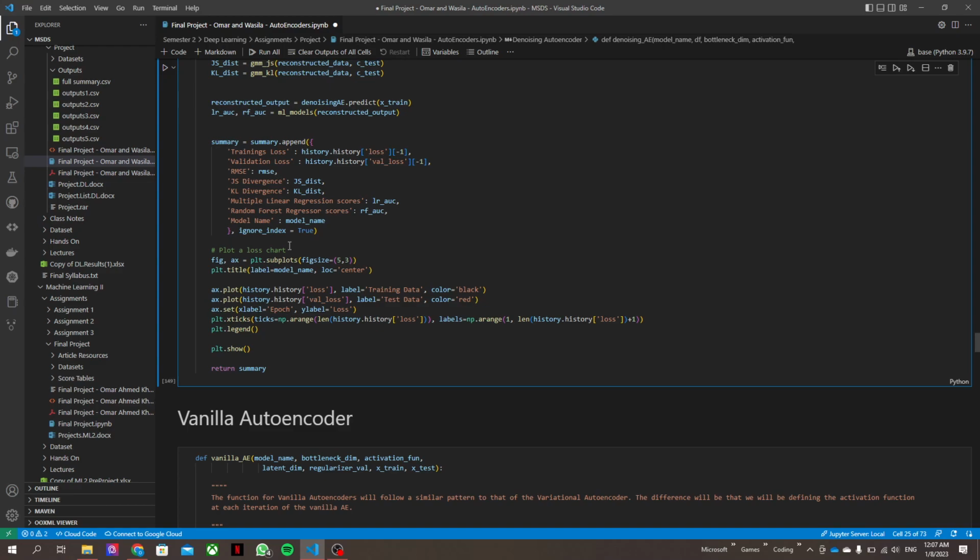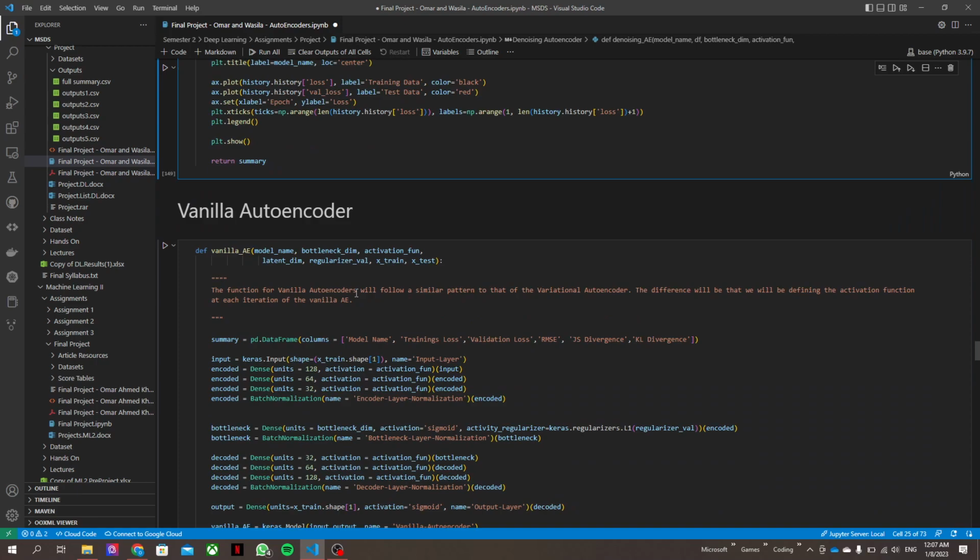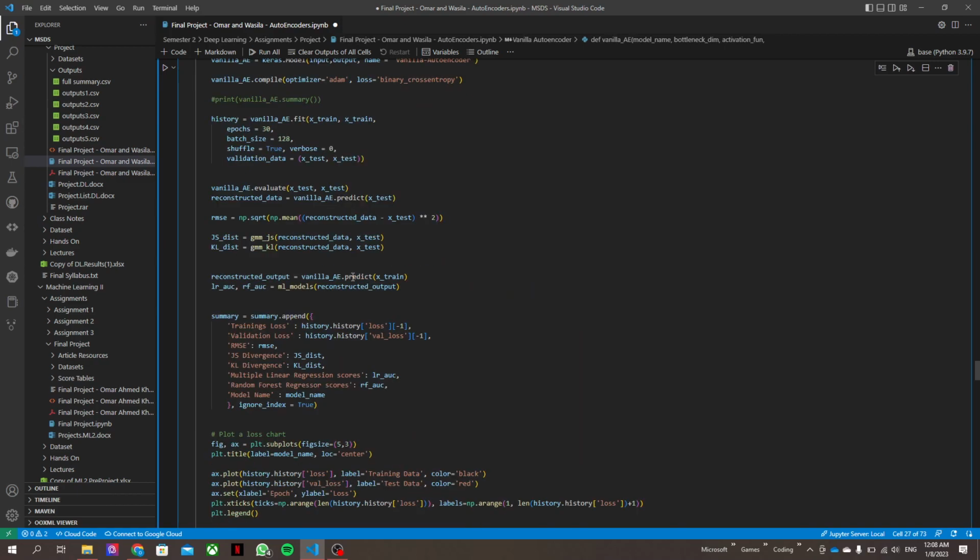You come out to a vanilla autoencoder. Now, this is basically very similar to the variational autoencoder that we had in the beginning, but the difference is that again, we are not really defining any activation function for each iteration of the vanilla autoencoder, and at the same time, we're not learning the distribution at the bottleneck. So again, same things are happening over here. You have three layers to encode the data of 128, 64, and 32 neurons respectively, a bottleneck of a variable dimension, and then decoding it through 32, 64, and 128 neurons. You append all of that into one summary table, and after that you also plot the losses.